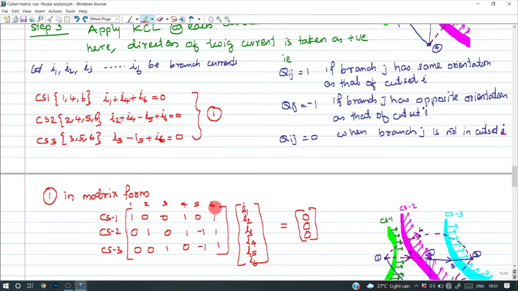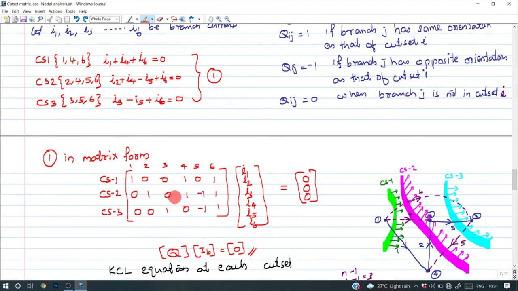Similarly for cut set 2, the I2, I4 and I6 coefficients are positive, plus 1, and the I5 coefficient is minus 1. Similarly for cut set 3, the coefficients of I3 and I6 are plus 1 and the coefficient of I5 is minus 1. So this is the matrix representation of equation number 1.